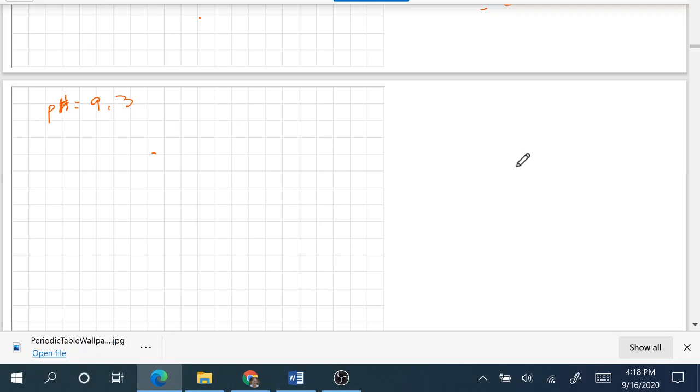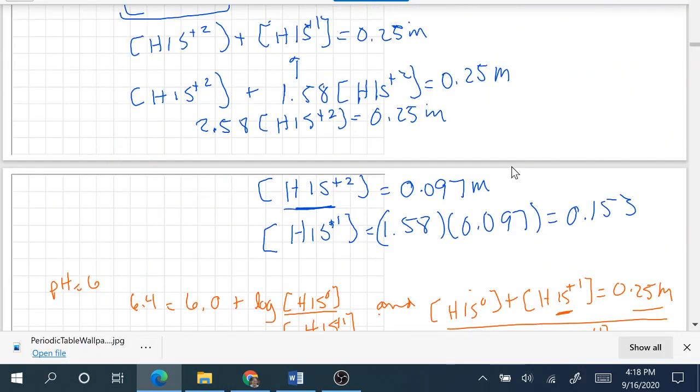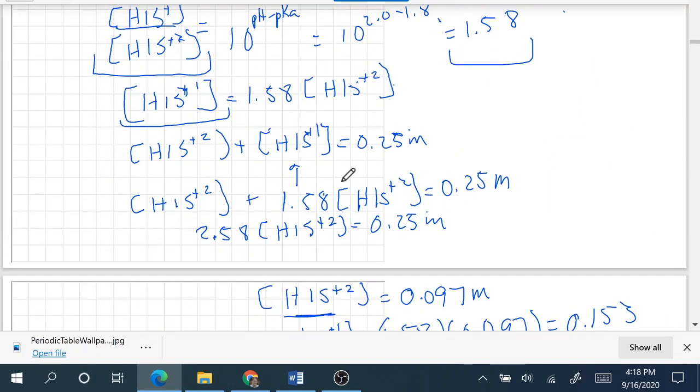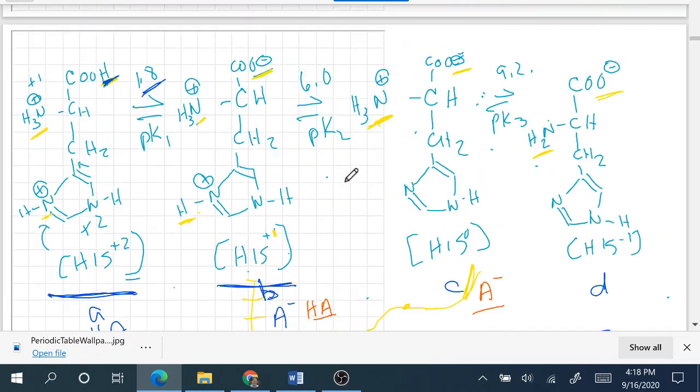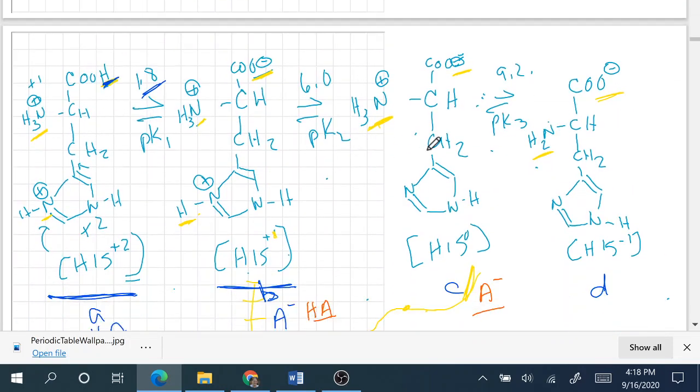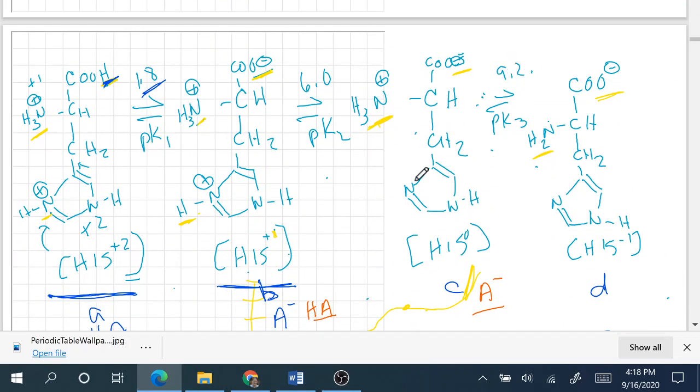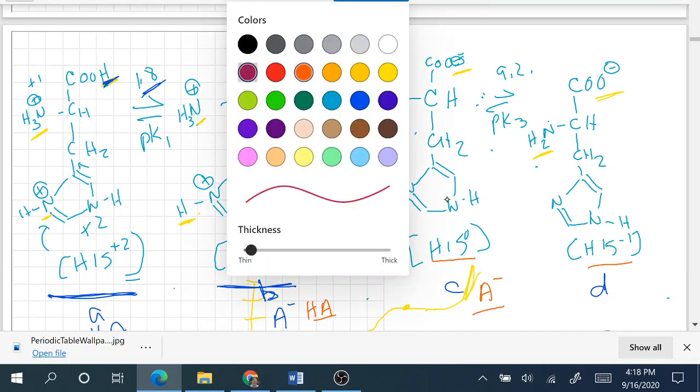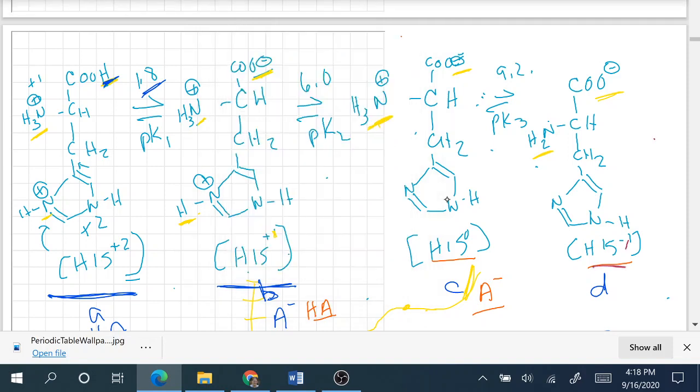We have, going back up, alright, 9.2 is the pKa for this reaction. So at pH equals 9.3, we're going to have a competition between His 0 and His minus 1. So His minus, let's change our color again. Let's make it this purple color. His minus 1 is going to be our A minus, and His 0 is going to be our HA.